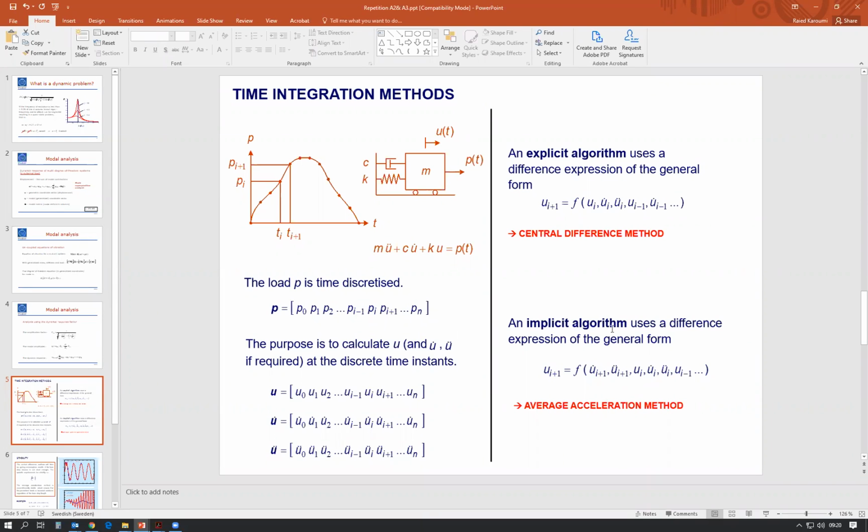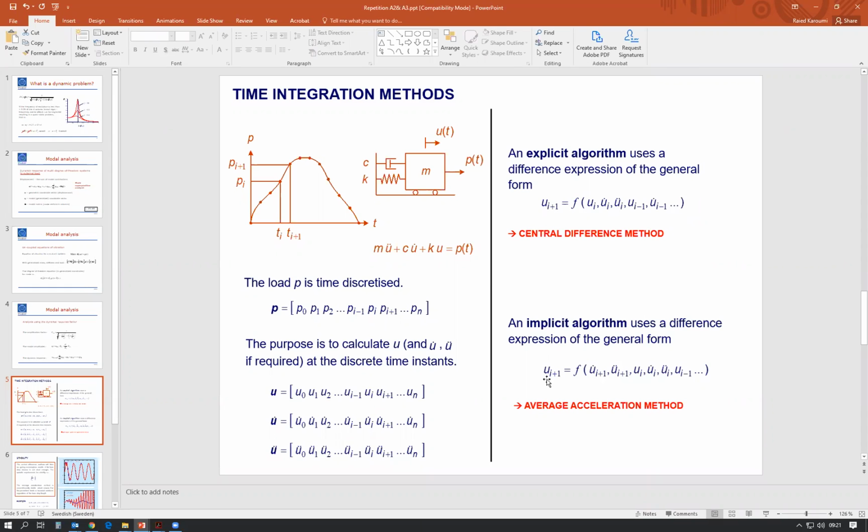The main difference between these, as you can see here, is that in the explicit method, to calculate the response at the next time step, this is a function of only what's happening in previous time steps. Compare this to the average acceleration method, the implicit method. What's happening in the next time step is not only a function of what has happened, but also what's happening in the next time step.